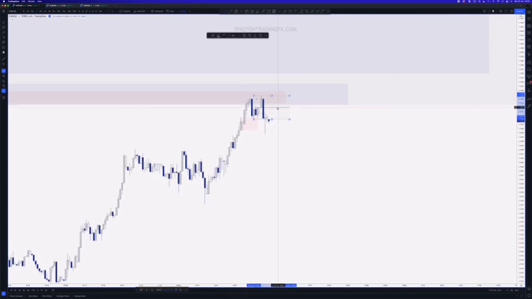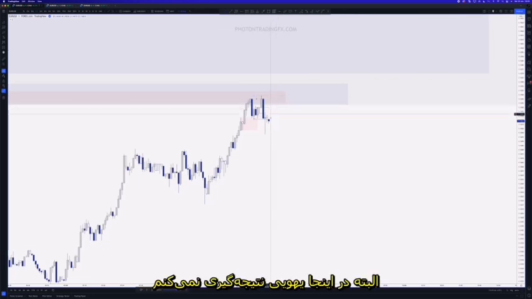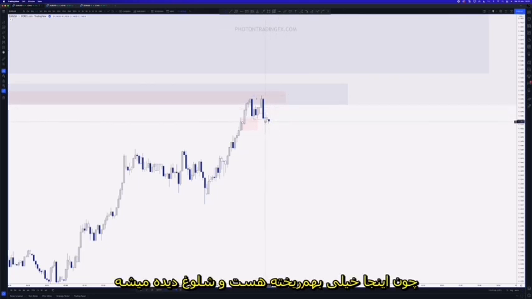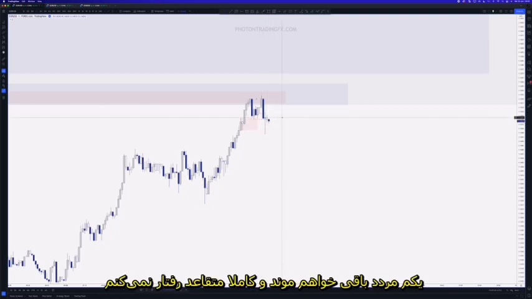that caused the flip. Now, I wouldn't be that keen to just jump in straight away because it's looking pretty messy at this point, right? I've had a big wick, it's kind of all over the place. So I'd be a little bit hesitant at this point. I wouldn't be totally convinced.